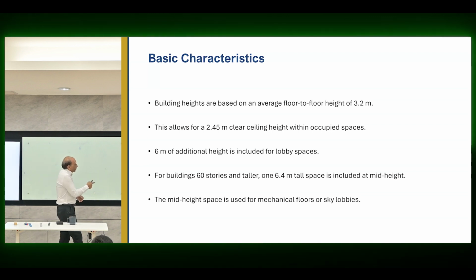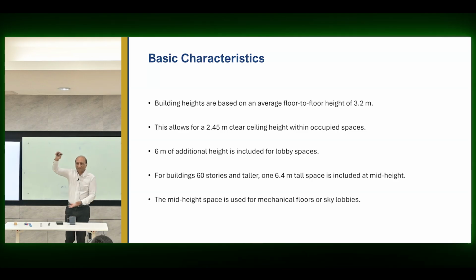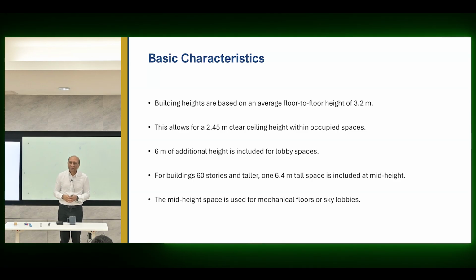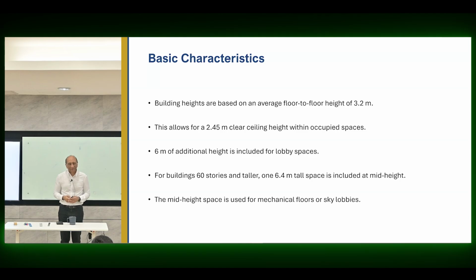For buildings 60 stories and taller, a 6.4 meter tall intermediate space, somewhere between, is provided on another high floor for storing the mechanical systems and lobbies, and more architects are using this a lot now. Swimming pools, gardens, landscaping, they put in the middle of the building. And that creates this problem with the soft story and many things we will talk about later.